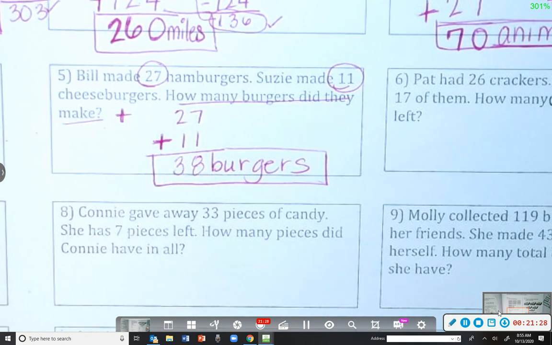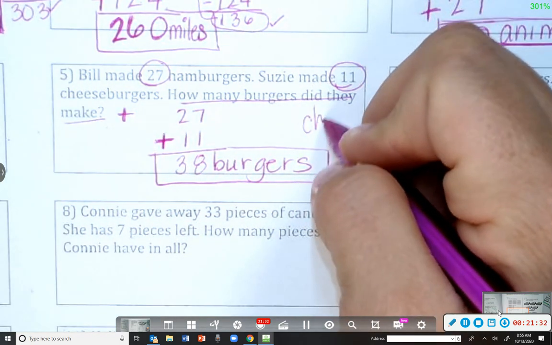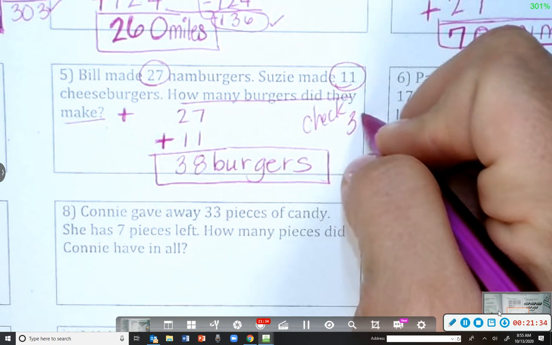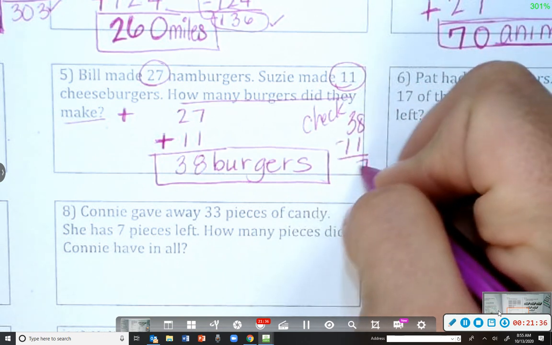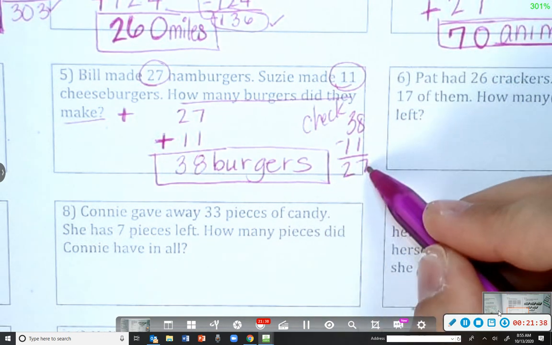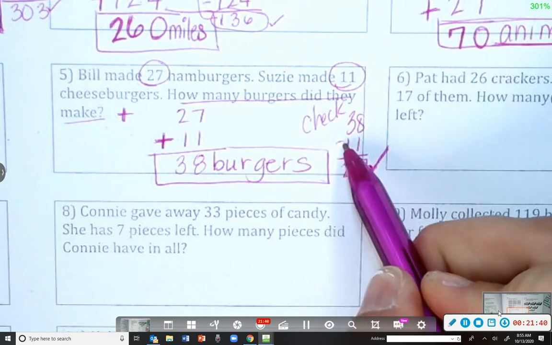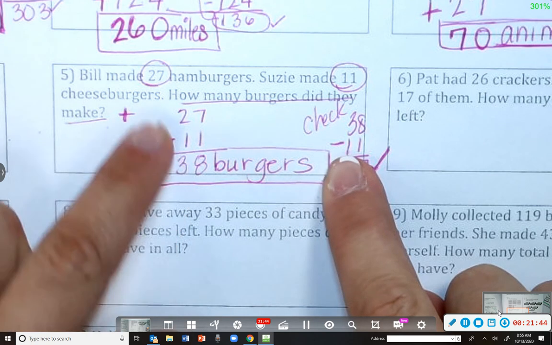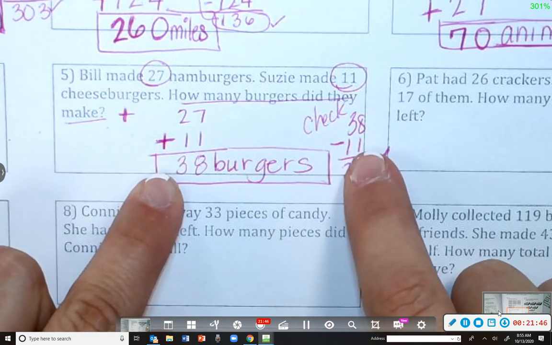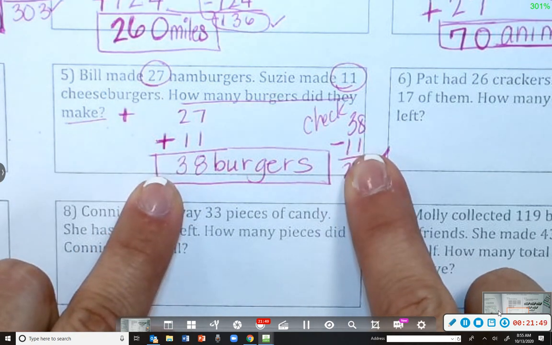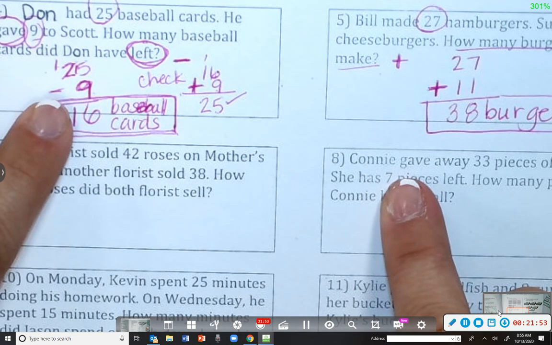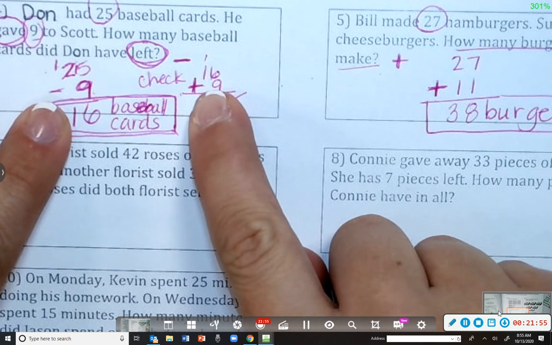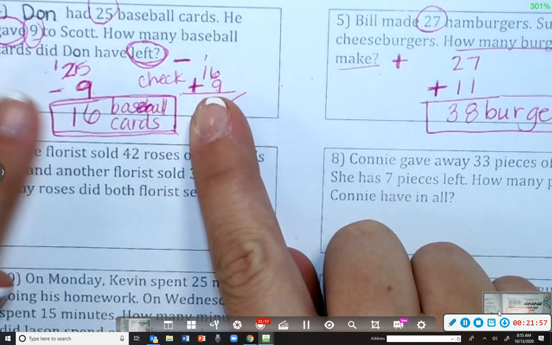You forgot to check. Check. How would I check that real quick? Subtract 38 and 11. 38 minus 11. It was 27. Good. So did y'all notice every time it was the opposite operation? If we added to solve, we subtracted to check. If we subtracted to solve, then we added to check. Right?